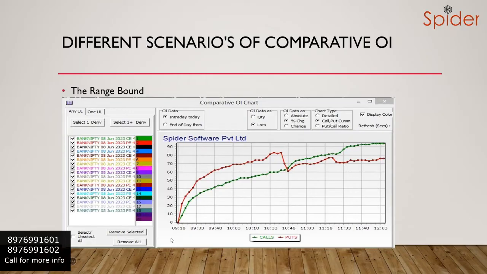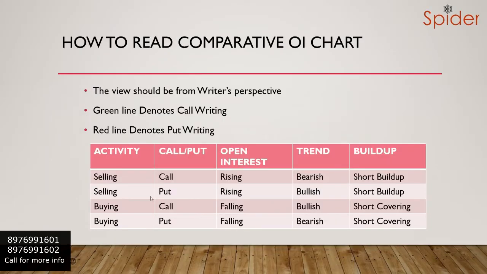So we generally check this data from 9:45 to get a confirmation. Before that the market is not settled, so we always prefer to check the data after 9:45. I have made a table here, you can just refer to the table. Call writing rising tells us the bearish trend.